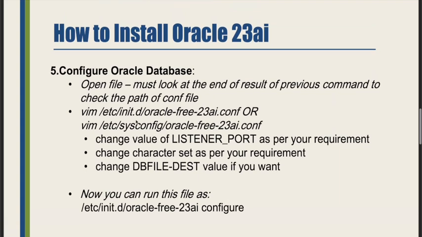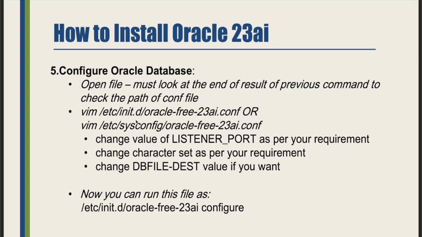After installation, we need to configure Oracle database. So how will we configure it? We will open the file with the conf extension. After installation, in the last lines, they will show you the path of this conf file. Either this path will be etc init.d or it will be etc sysconfig. For me, it was sysconfig. So in sysconfig, this file was there.